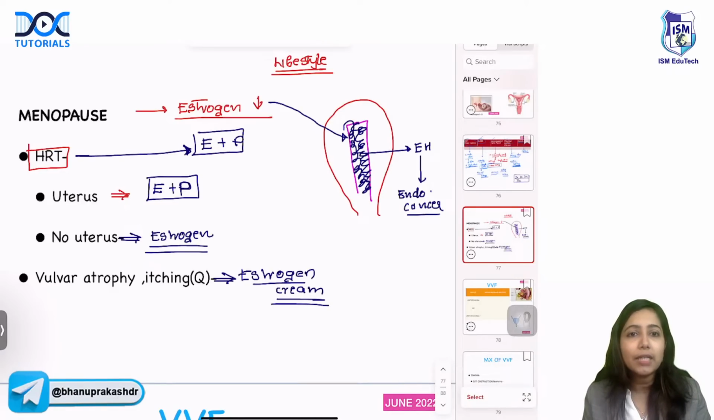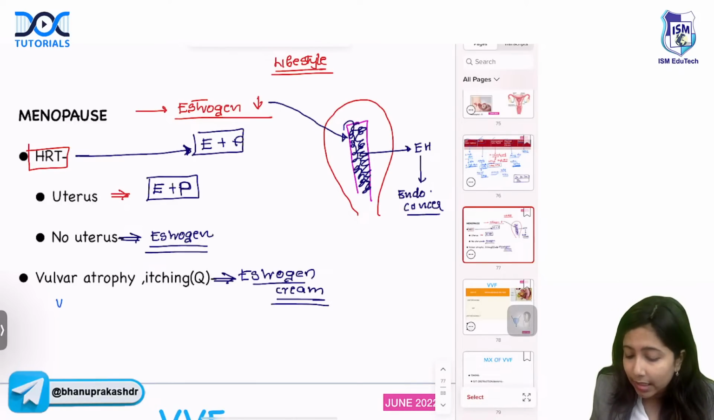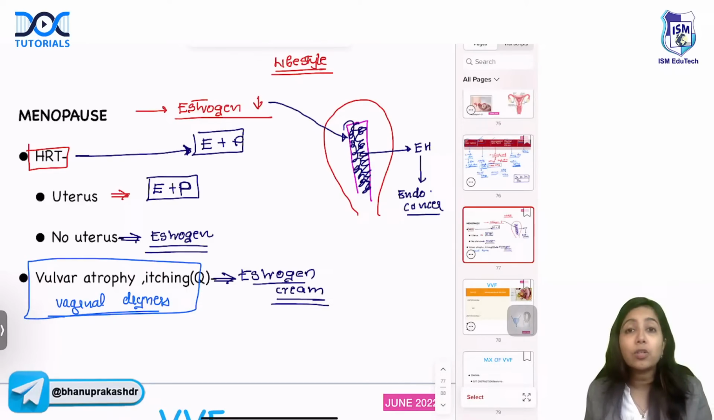So is the management clear? If the patient has uterus, you will give her estrogen and progesterone. If the patient does not have uterus, you just give her estrogen so as to negate these menopausal symptoms. If the patient has vulval atrophy, vulval itching, vaginal dryness, all these local symptoms, you can just give her local application of estrogen in the form of estrogen creams. There you need not add progesterone. This is basically how you manage a menopausal patient.